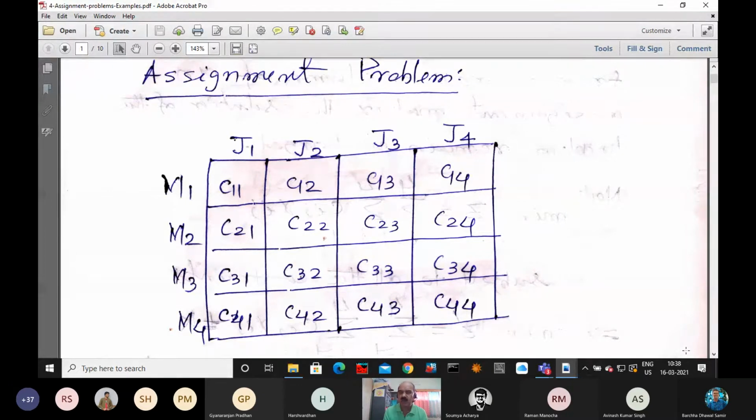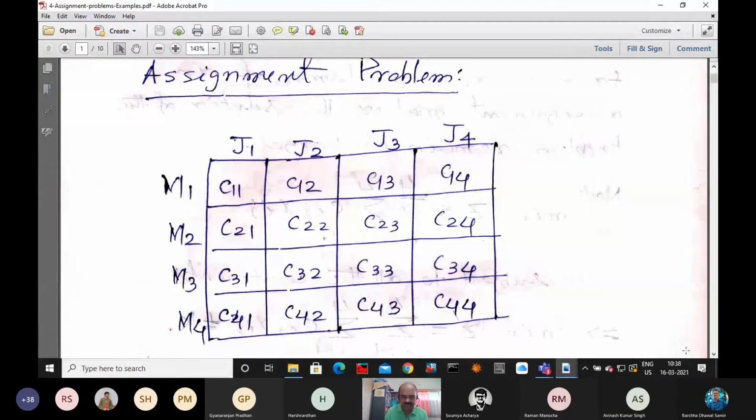Something like A1 is a positive integer, A2 is a positive integer, etc. Similarly, B1, B2, Bn, they are all positive integers. But here we also have the rim conditions that I'll mention. So this is a particular case of an assignment problem.